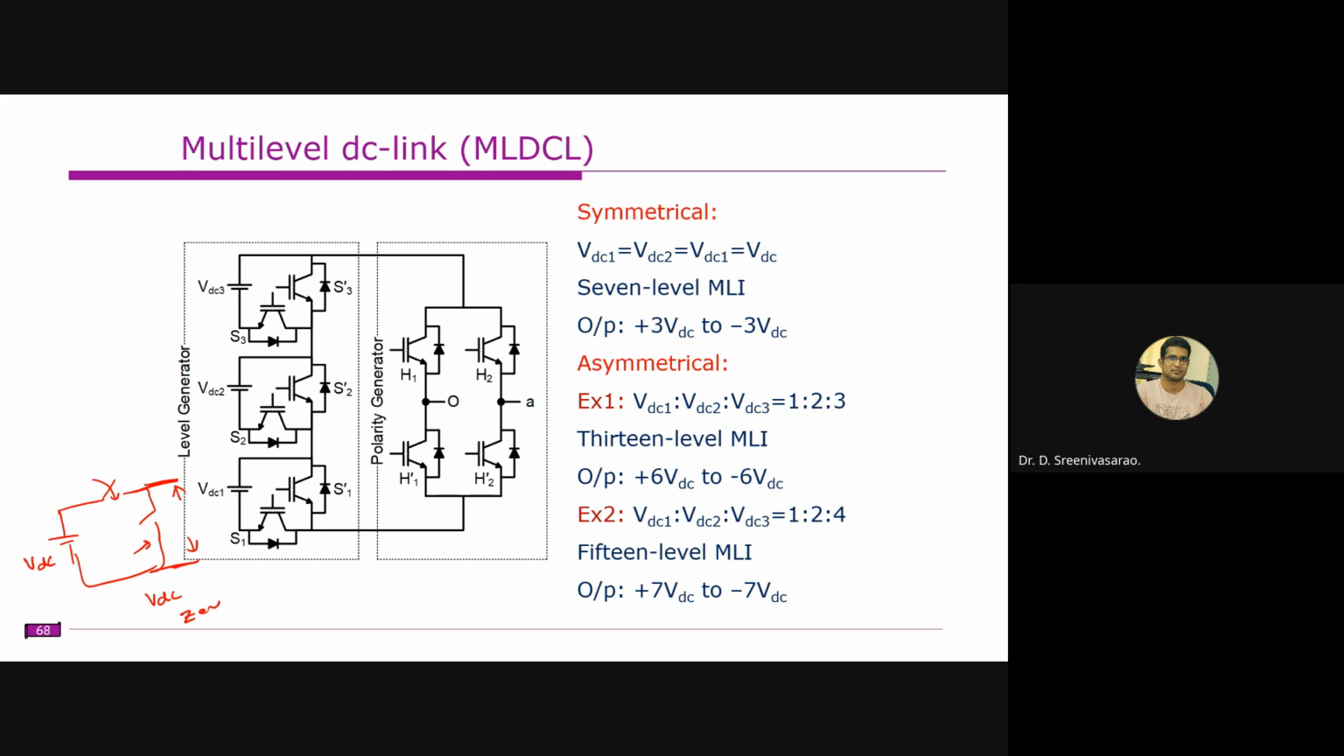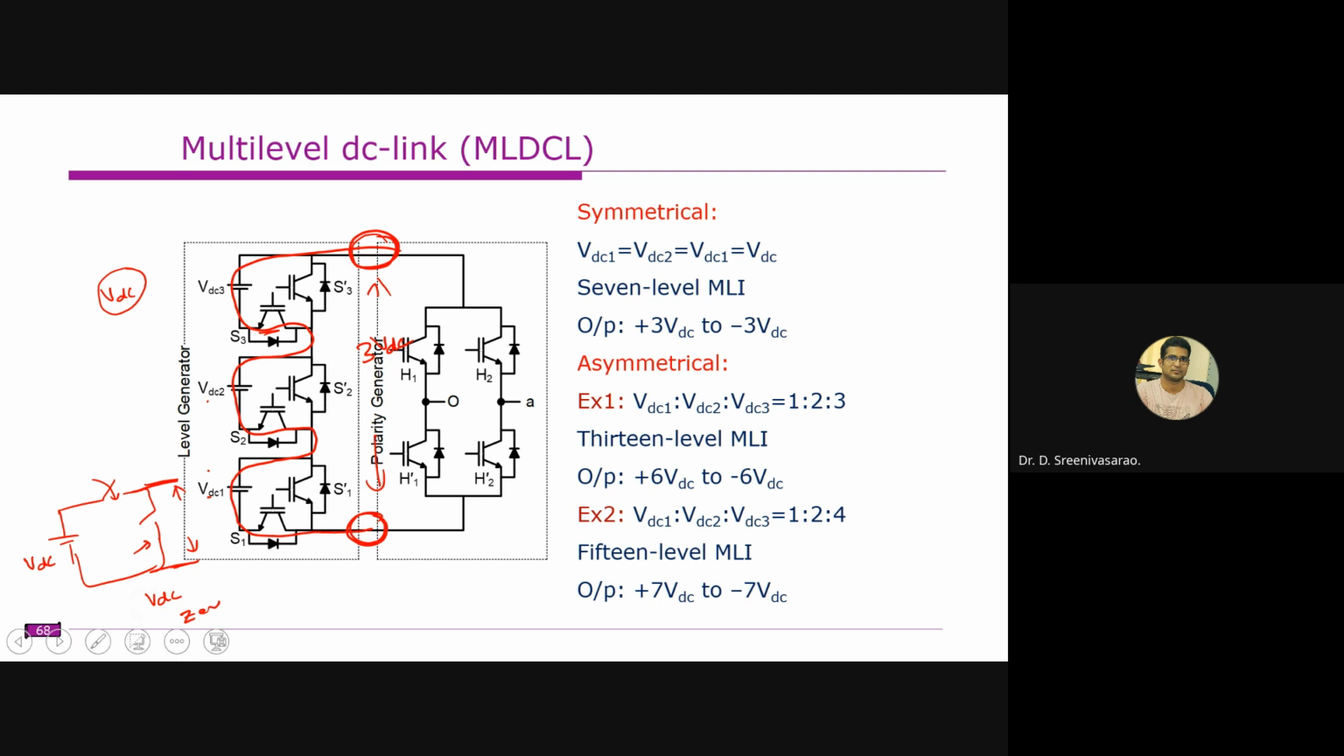In this case, for example, switch S1 is on, S2 is on, and S3 is on. The path will start from the source, through this switch and this switch, like this. If you are measuring the voltage between these 2 points, assuming VDC1, VDC2, and VDC3 are all equal to VDC, then from here to here you will get 3 VDC.